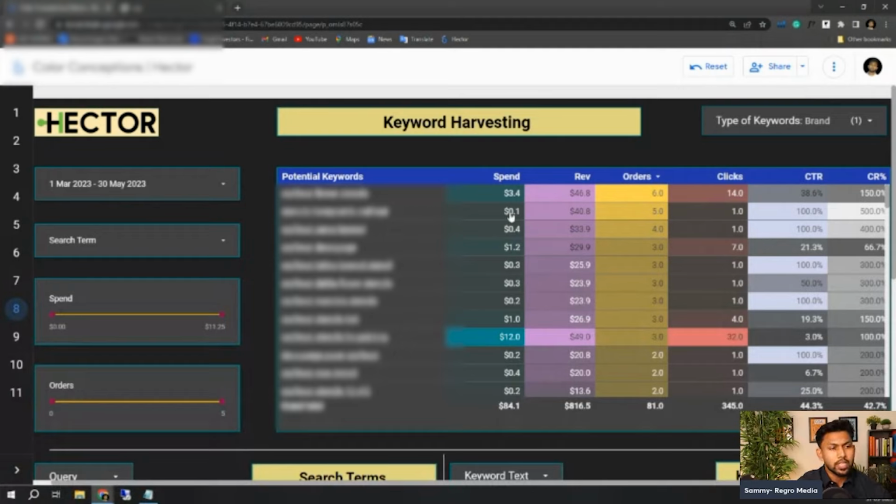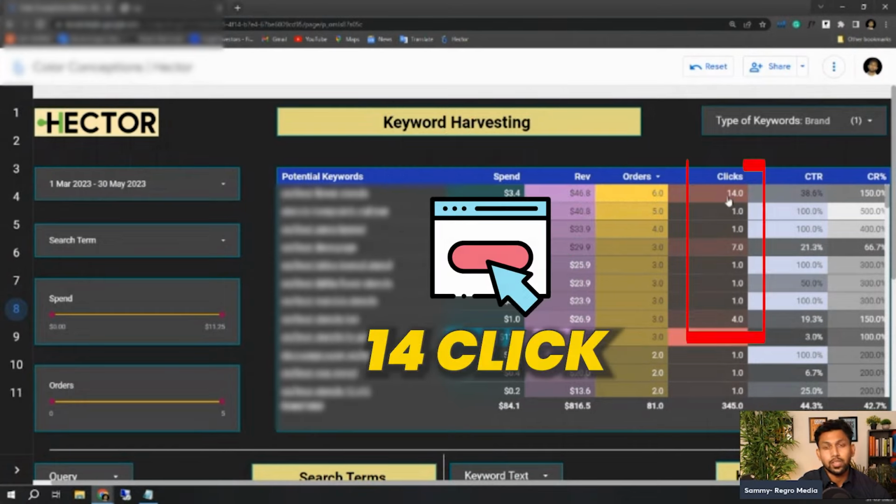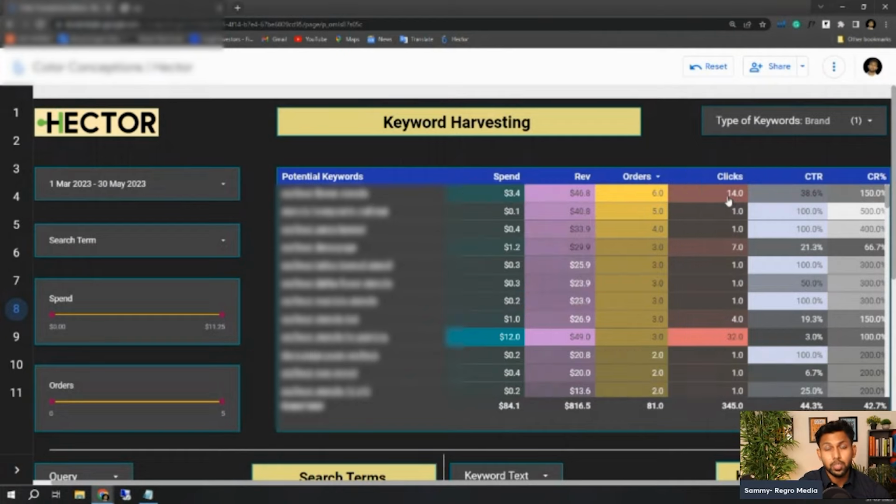So here you can see it has spent almost $3.4, which is not very high, but generated almost $46 in revenue, 6 orders and 14 clicks. Obviously, when you're talking about branded keywords, you will see fewer clicks but higher orders. You will see good CTR. You will see a very high conversion rate, because it depends on how many units are being bought on that order.